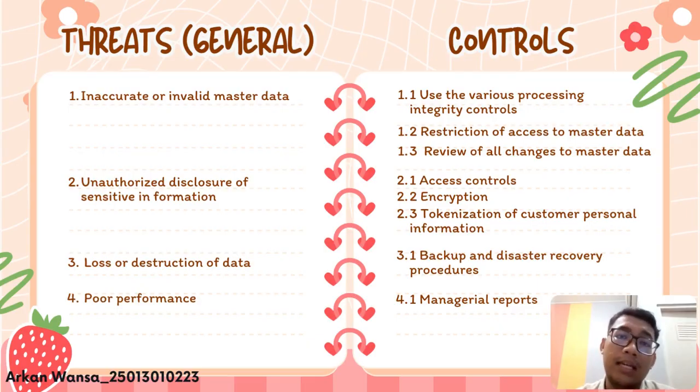Control 2.3 is tokenization of customer personal information. This is because encryption does not protect information during processing, so we need tokenization. And the third threat is loss or destruction of data. The control is to have backup and disaster recovery procedures.